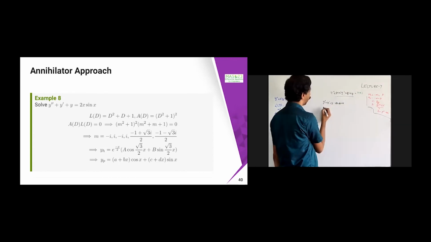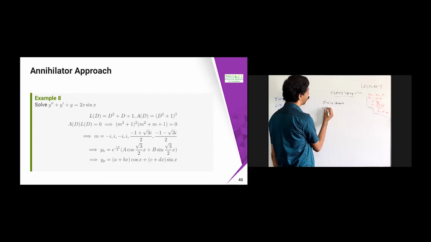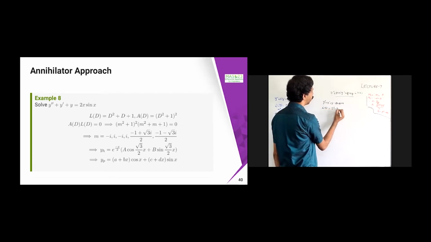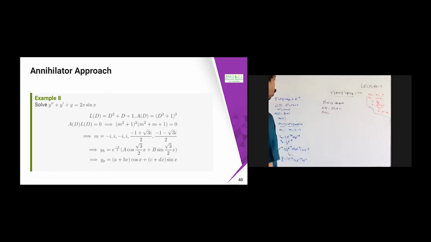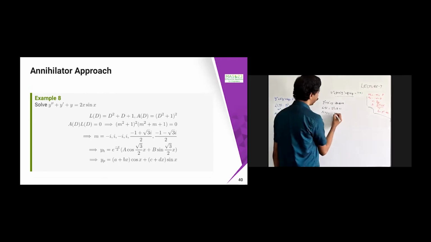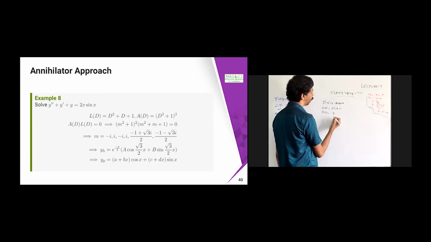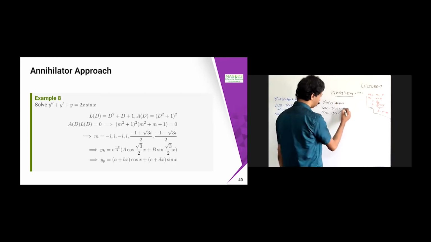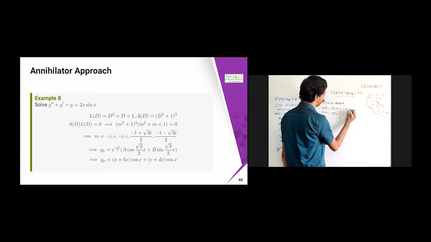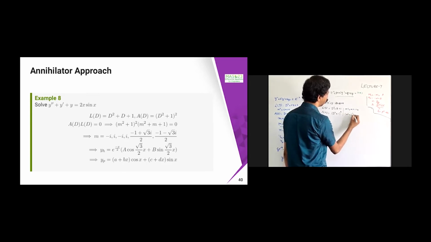In this case, my L of D is going to be D square plus D plus 1. For A of D, x sin x is there, so for sin x, beta square should come. There is no e power alpha, so alpha is 0. So D square plus beta square, with beta equal to 1, so D square plus 1, and because x power 1 is there, n plus 1 should come, so D square plus 1 whole square. Correspondingly I have m square plus m plus 1 equal to 0, and m square plus 1 whole square equal to 0.